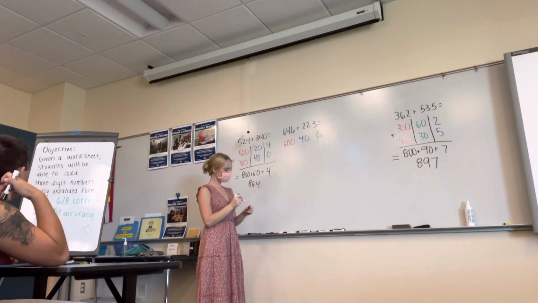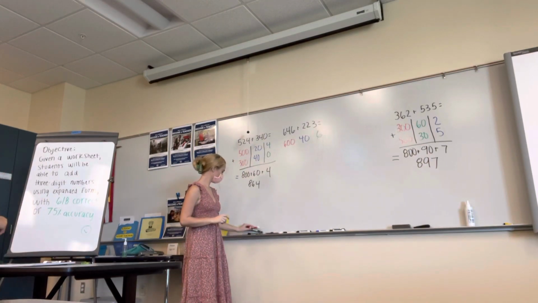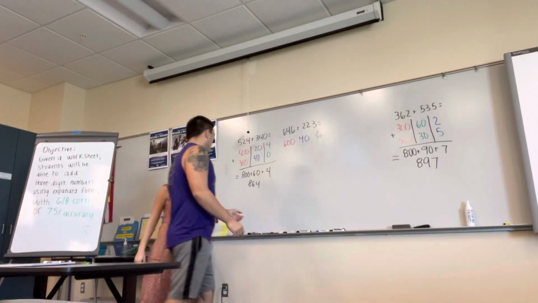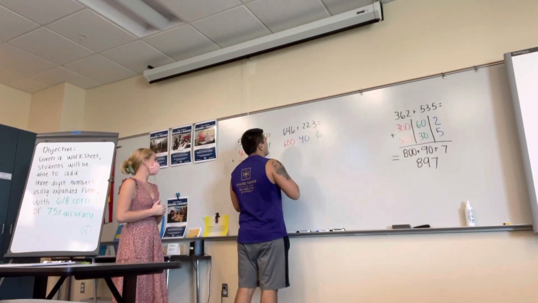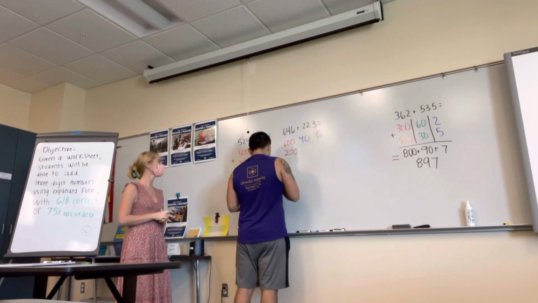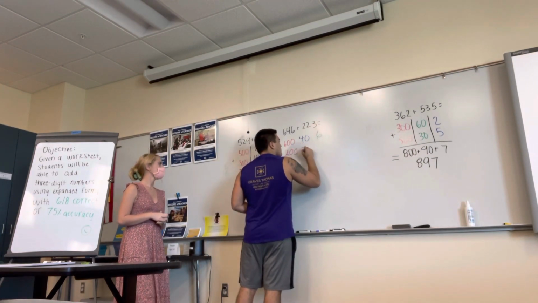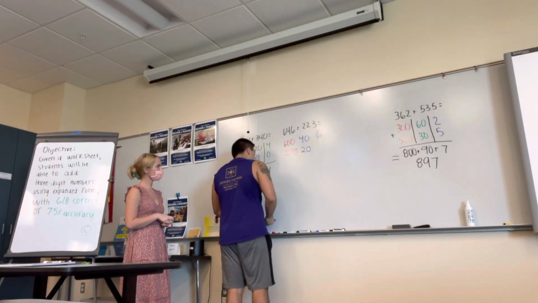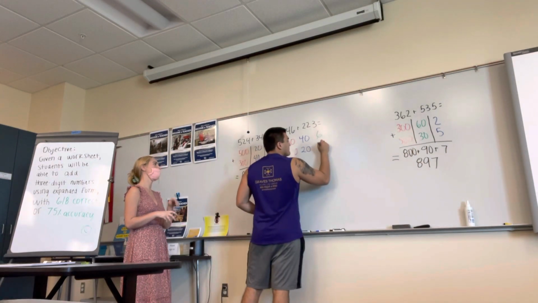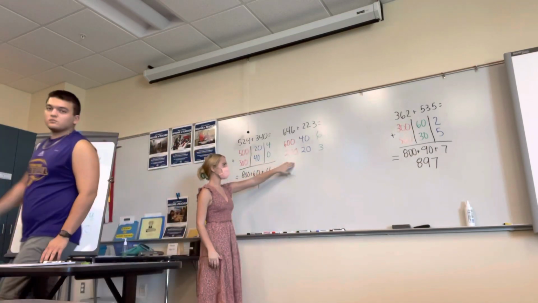Joseph, do you want to come break down 223 into expanded form? You can use the same colors I used. So he's going to first write what value goes in the hundreds place, 200. He's going to write what value goes in the tens place, 20. And he's going to write what value goes in the ones, 3. Perfect. And he lined them up neatly.